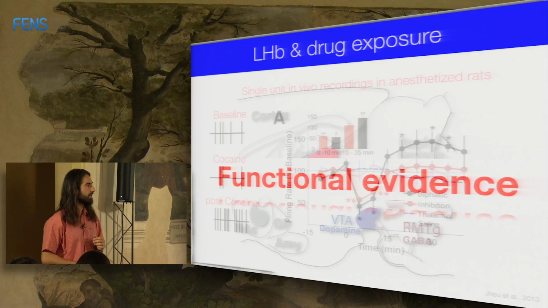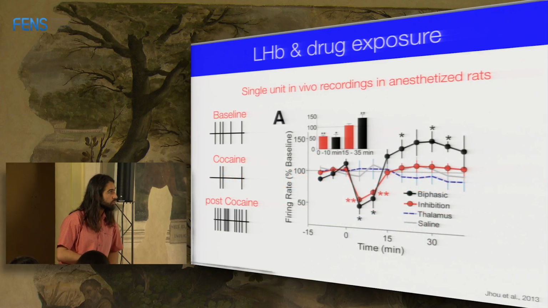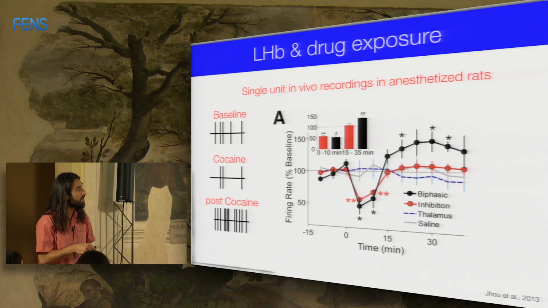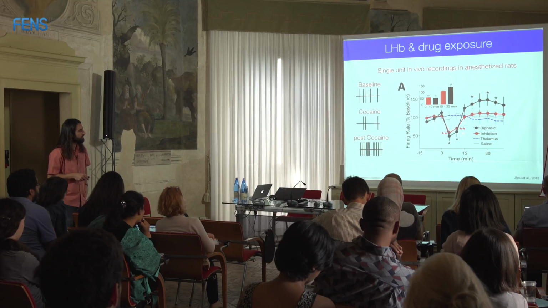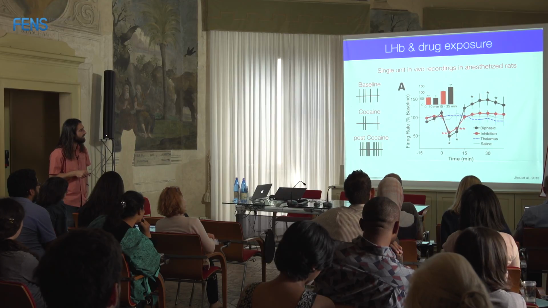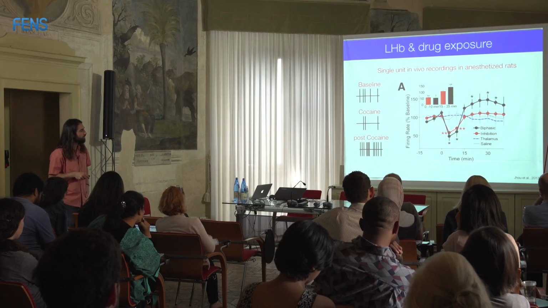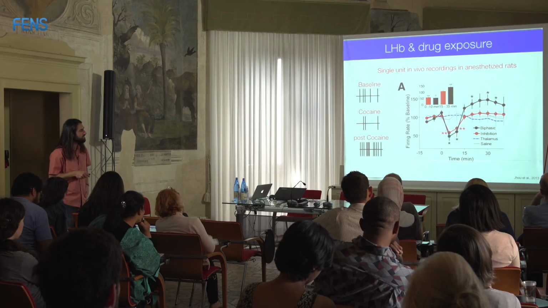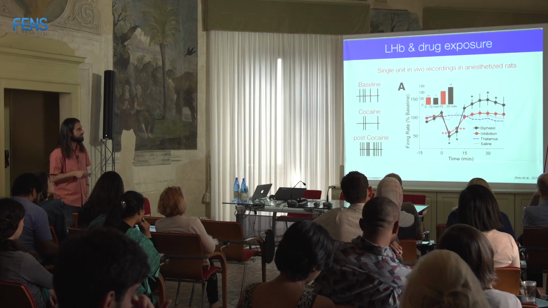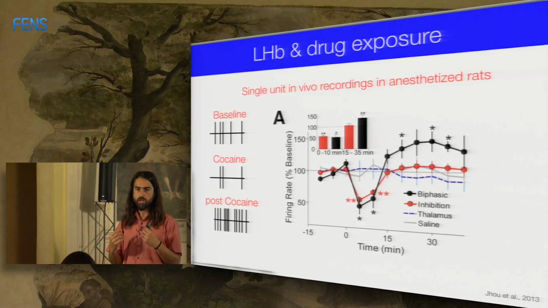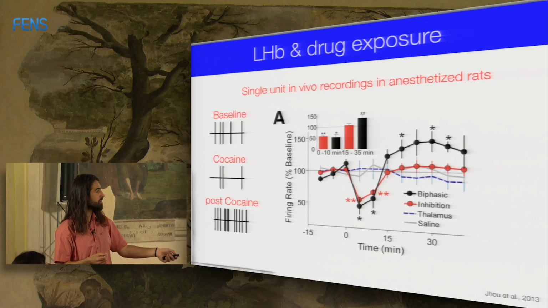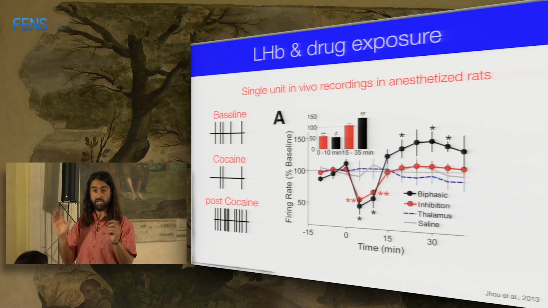Now, what's in there regarding the functional evidence? This is, again, Tom Jhou, where he took these animals, anesthetized the rats, and recorded single unit activity from LHB neurons. What he sees is that there is a bidirectional modulation of these neurons, and then there is a rebound or a biphasic component, that is an initial inhibition and a long-lasting excitation. This is over about 30 to 40 minutes. So what is it due to this inhibition and what is it due to this excitation? This was still unknown at the moment.